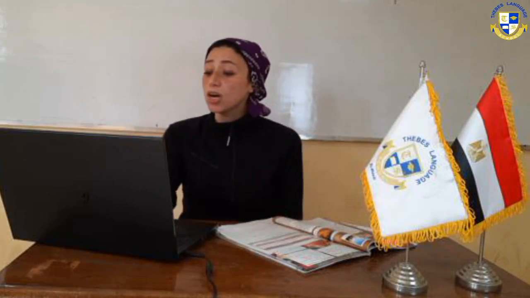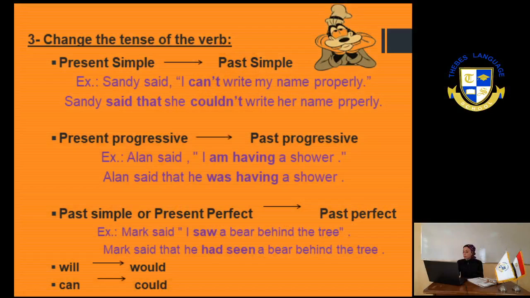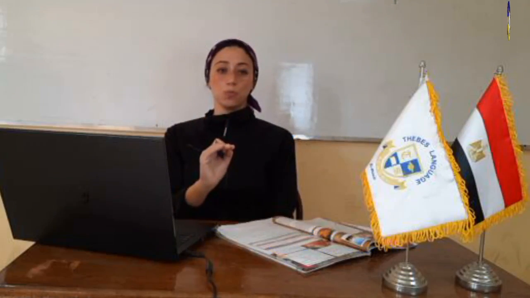For example, here, let's do the steps. Mark said, "I saw a bear behind the tree." So it is a past verb. So right beside it, write past simple. So you know quite well the past simple is going to be changed into the past perfect. So instead of saw, we are going to use had seen. Exactly. So you did the most important step correctly, so you are going to answer the rest of the question very well.